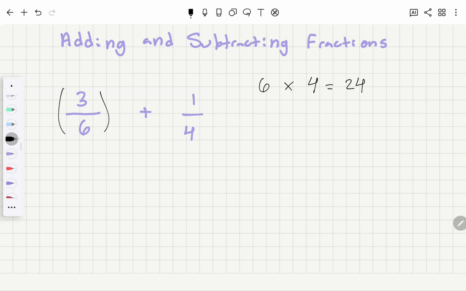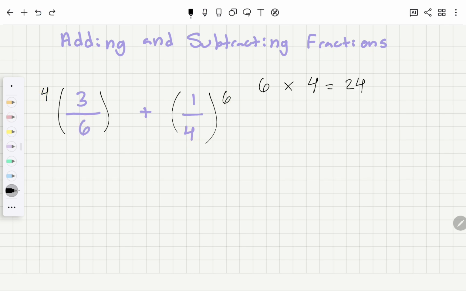If you ever see these brackets, that just means multiply the whole thing. So, how many times do we have to multiply 6 to get to 24? And that is 4 times. How many times do we have to multiply 4 to get to 24? Is 6. And a little cheating way to do it is to look at your opposite denominator. So I got this 4 from my 4 down here, and I got this 6 from my 6 down here. So that's a little cheat code if you want to call it that.